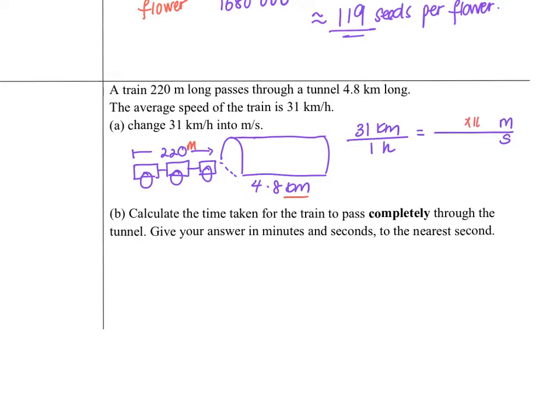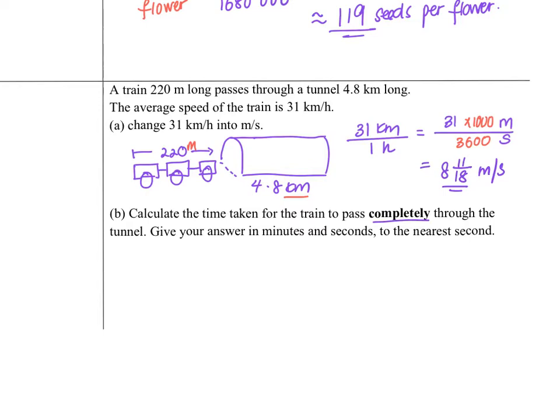How to change 31 kilometers to meters? We multiply by 1,000. So this will be 31 times 1,000. 1 hour will have 3,600 seconds. And that gives us an answer of... in this case, I'm not going to use decimal places. I prefer to keep the answer exact, so I'm going to use a fraction. So this will be my answer. Now calculate the time taken for the train to pass completely through the tunnel.